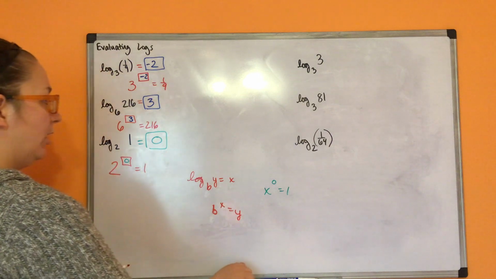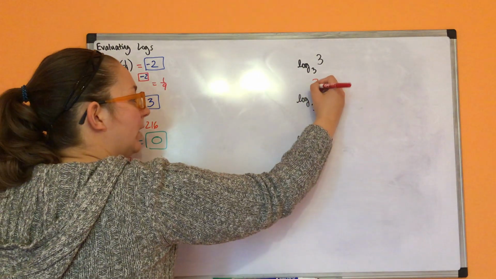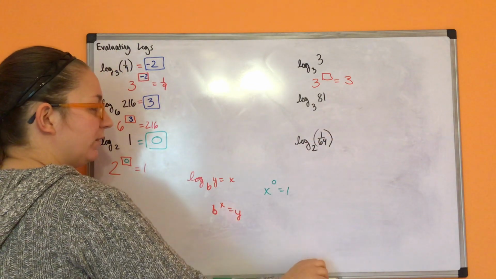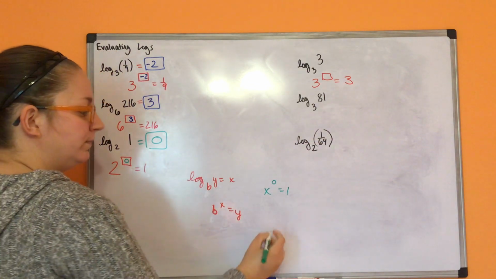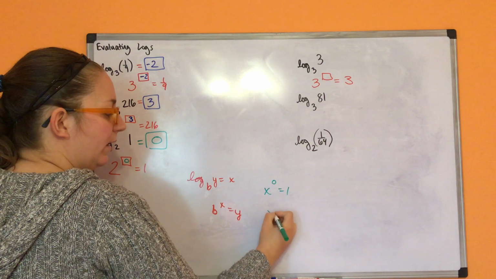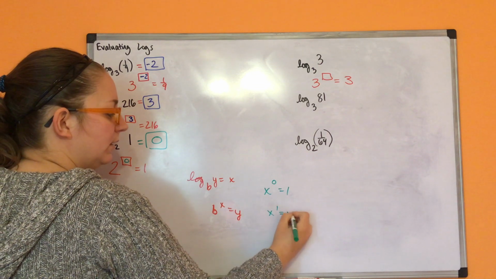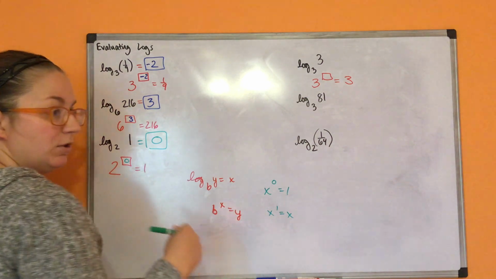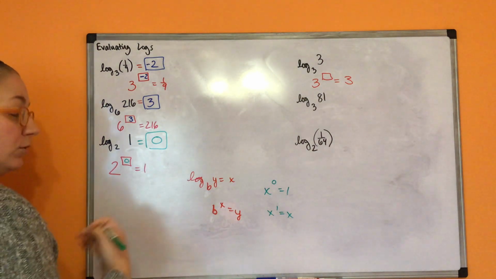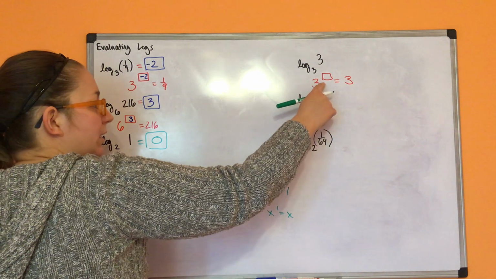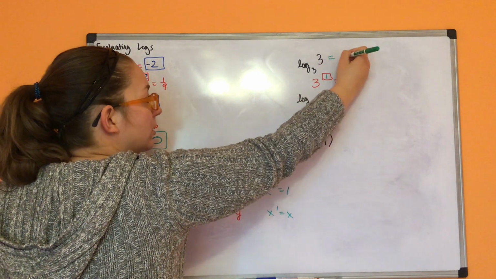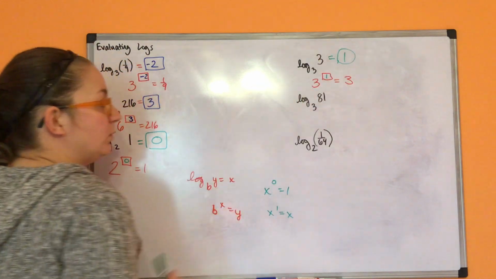Next up, log base 3 of 3. What power do I need to put on 3 to get to 3? Basically, what exponent turns something into itself? Whenever you have a 1 power, you end up with what you started with. So if I do 100 to the 1, I get 100. If I do 2 to the 1, I get 2. So to get from 3 to 3, to keep the number the same, I'm using a 1 power. So log base 3 of 3 is 1.